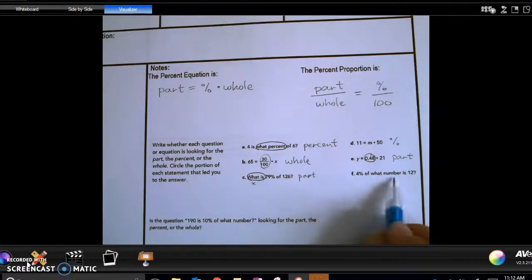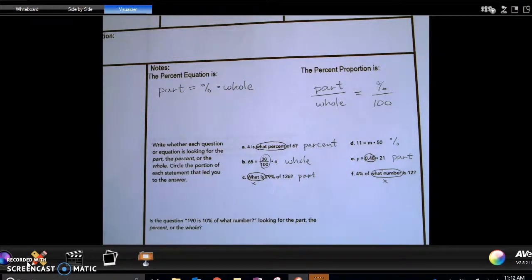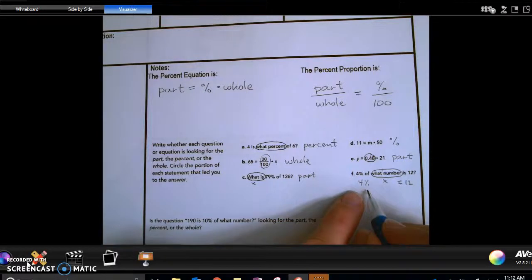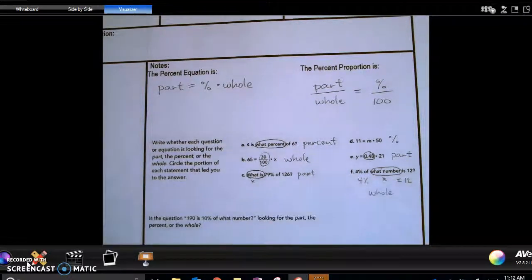4% of what number is 12? What number? I don't know what, so it's going to be an x. 4% of this number is 12. So I'm saying 4% of x is 12. So I know my percent and I know what it is, so I'm doing a percentage of my whole. So what I'm missing is the whole. 4% of the whole equals 12. Okay, feel free to pause and rewind on any of those that you need to, and let's look how to solve some of these.